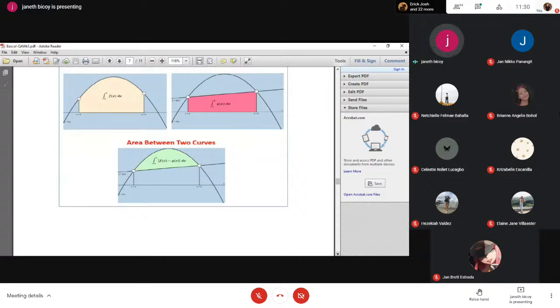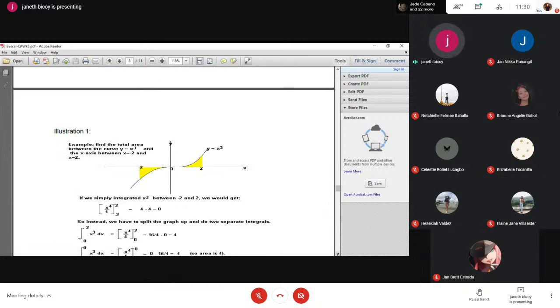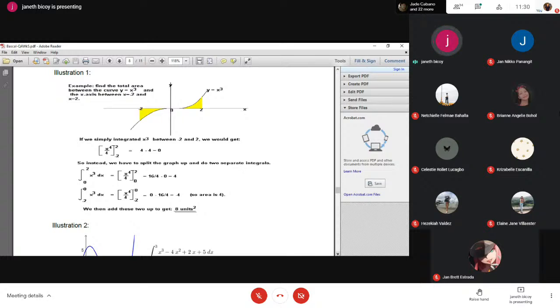So this one, area between two curves. There are a lot of examples. Now, illustration: suppose you're asked to find the area between the curve y equals x cubed and the x-axis, between x equals -2 and x equals 2. So what is the area of this yellow region? Definitely, we need to add the areas.